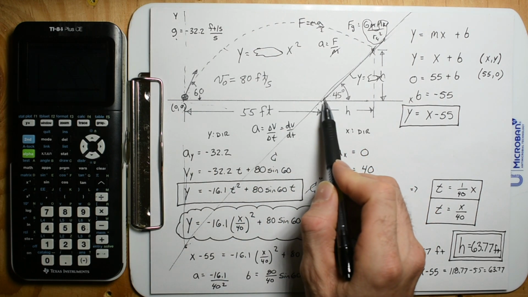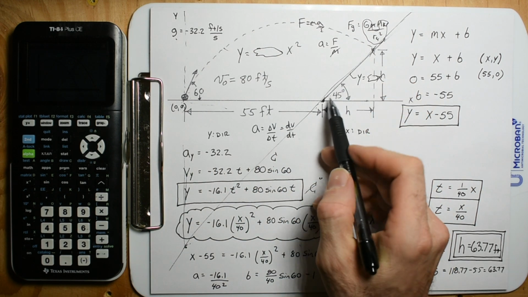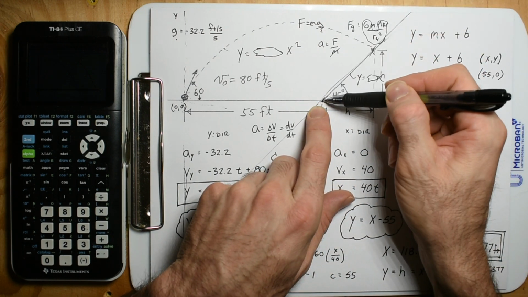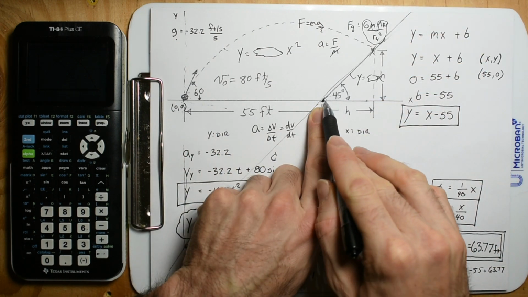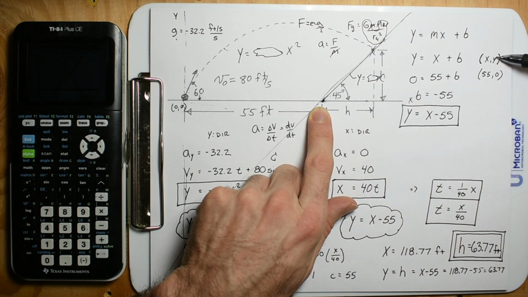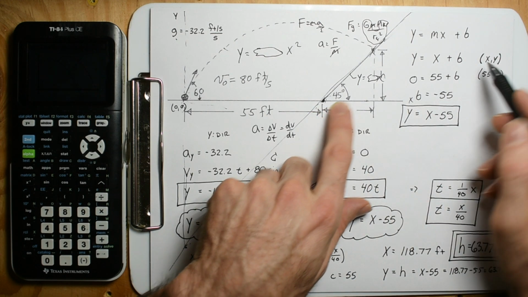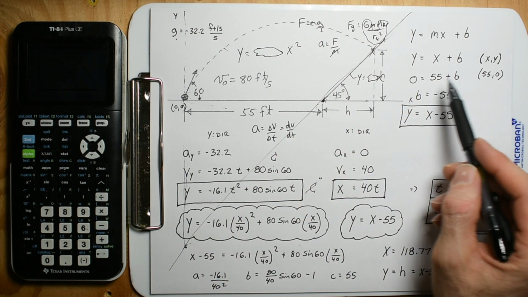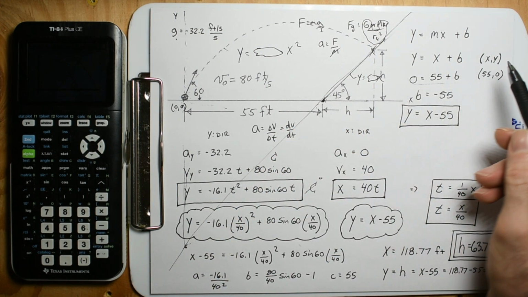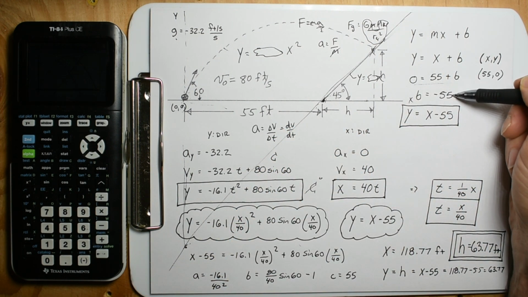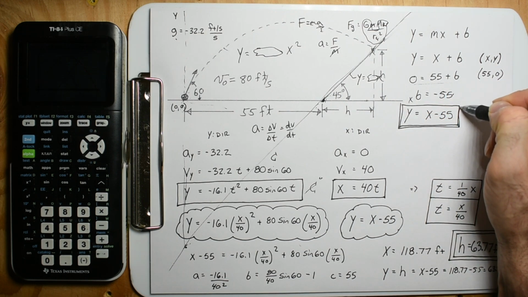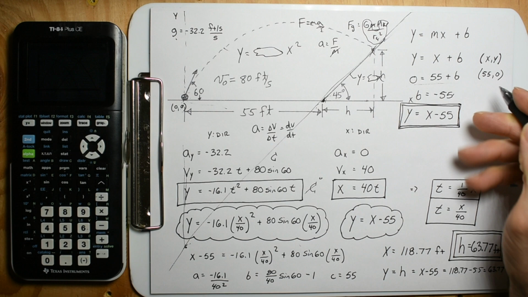It's 55 feet to the base of the grandstands. That's going to be a y direction of 0, because we're right there, and then an x direction of 55 feet. So I have x, y: 55, 0. I'm going to plug that in. So here's 0, here's 55, plus b. This equation has to be balanced, and so we have b is equal to negative 55. All right, now we got the equation of our line. So we have y is equal to x minus 55.